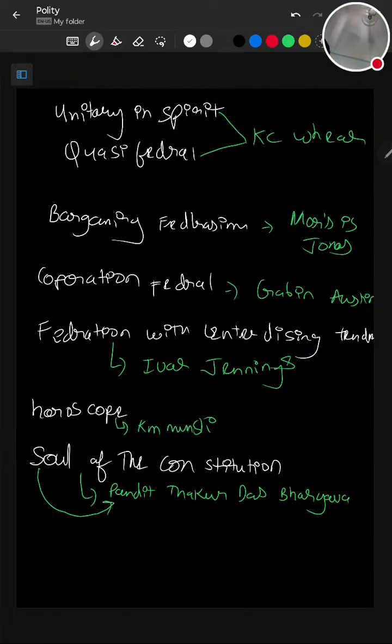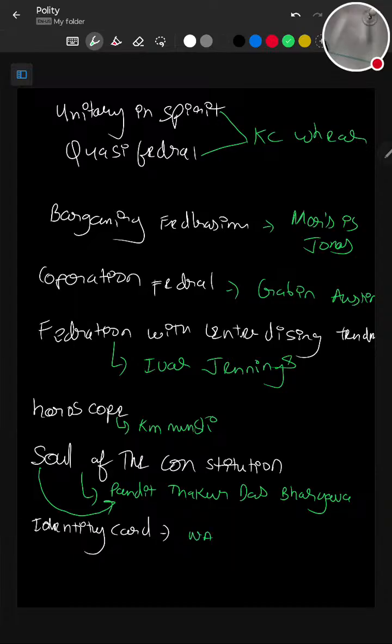Then identity card of the constitution and palki wala. Then keynote of the constitution, Ernest Barker.